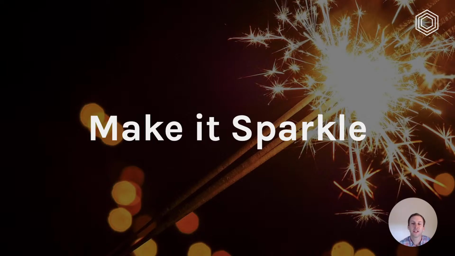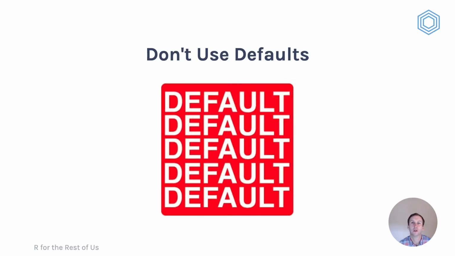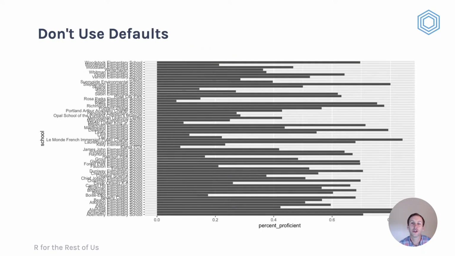The final best practice that we'll talk about is making your visualization sparkle. The first way to do that is by simply not using defaults. This is the first chart that we made. It is very clearly made in ggplot, and you can tell because we haven't tweaked any of the defaults. It uses that gray background. It uses the fonts that ggplot uses by default, which I believe are Helvetica. We haven't done any tweaking to make it our own, and it just screams default. So let's talk about a few smaller tweaks that we can make and how they can really improve your plots.